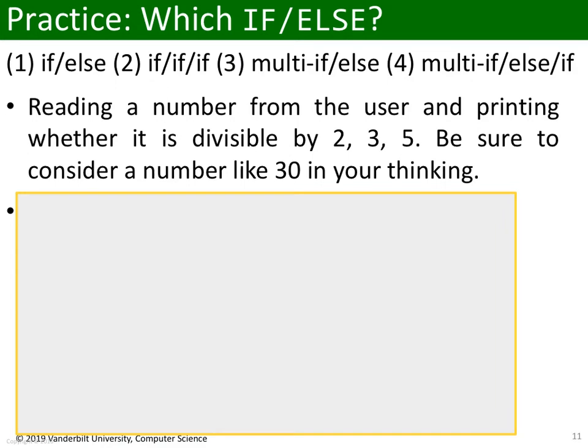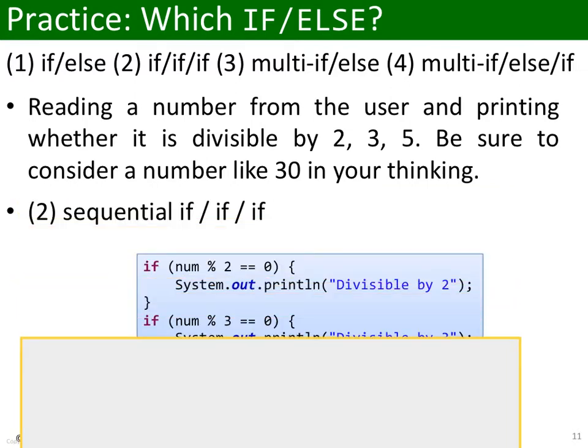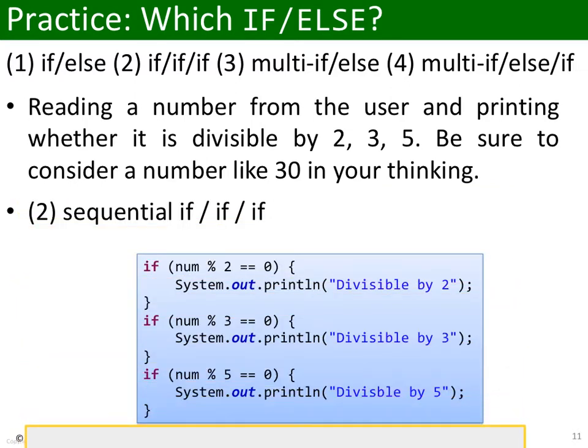So it's not a situation where we can say the number is not divisible by 2 and not divisible by 3, therefore it is divisible by 5. That doesn't work. So we need to test to see if the number is divisible by 2, and then we'll print a message based on that. We need to test if the number is divisible by 3, print a message, and then independently test if it's divisible by 5 and display a message for that as well. So that's exactly what we have here in code.